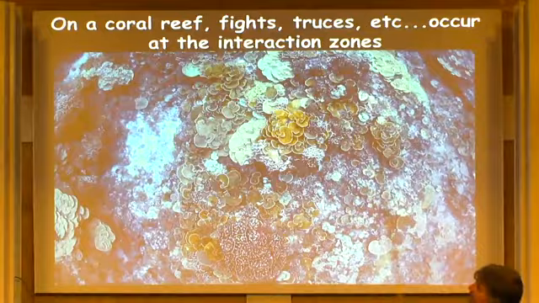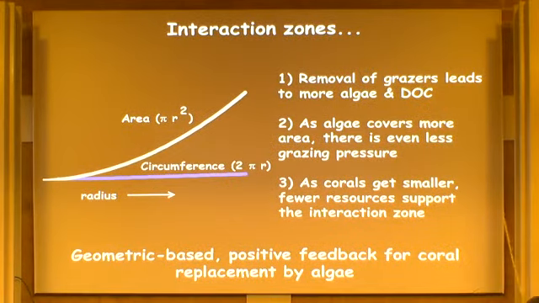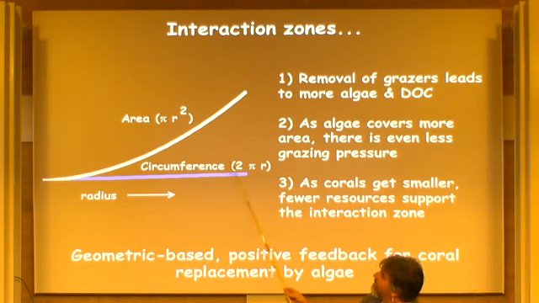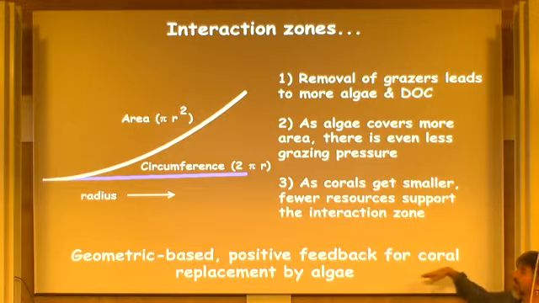So this is where the algae and the corals and the sponges, et cetera, would all be looking for space on the bottom. And in the simplest terms, what that means is that the bigger you are, the more area you have fighting a smaller circumference effectively. So you can put more energy into fighting at the edges. And so this gives you a very easy geometric-based positive feedback for coral replacement by algae or vice versa. Okay.